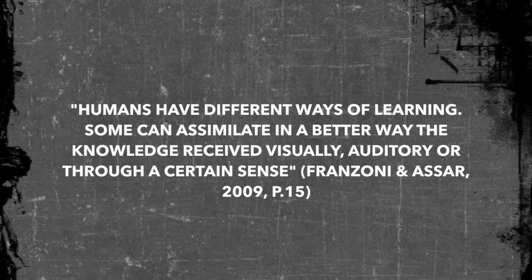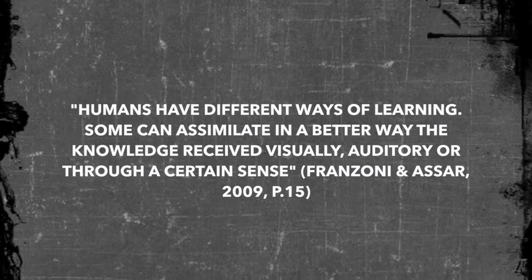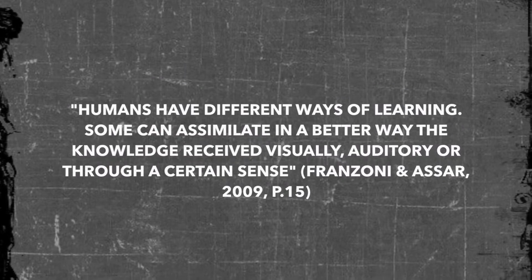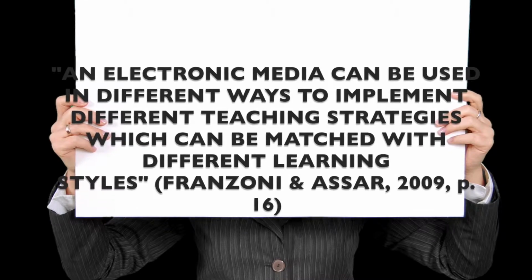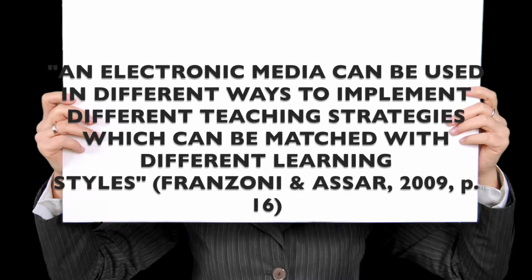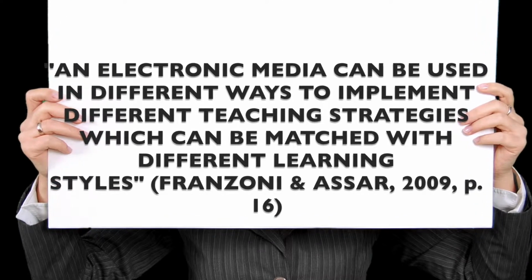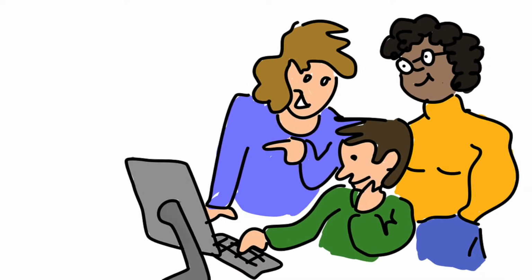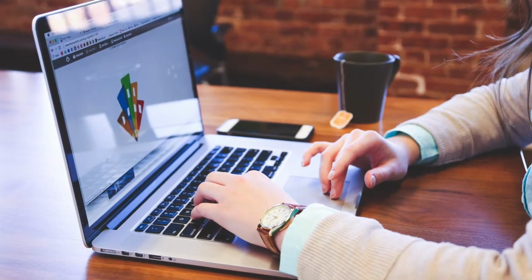Franzoni and Assar suggest that humans have different ways of learning. Some can assimilate in a better way the knowledge received visually, auditory, or through a certain sense. No two people learn the same way, and digital media can offer an alternative, if not a completely new way, for some students to really engage with the content. Electronic media can be used in different ways to implement different teaching strategies which can be matched with different learning styles. For example, instead of having students simply copy down information from a board, you can have them jump online, conduct their own research, and even create amazing presentations.